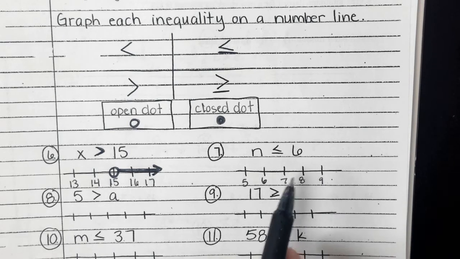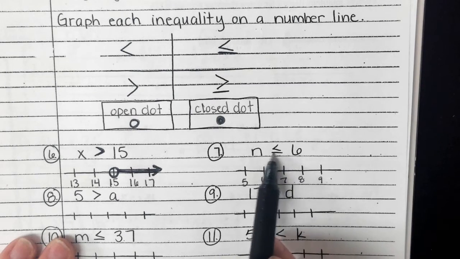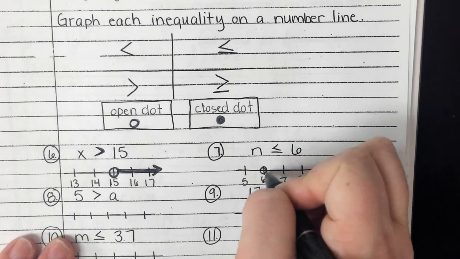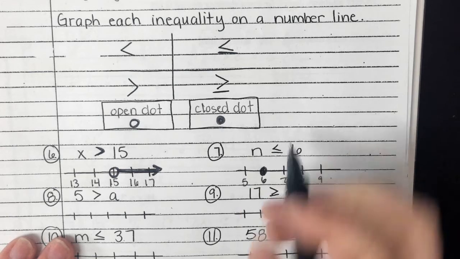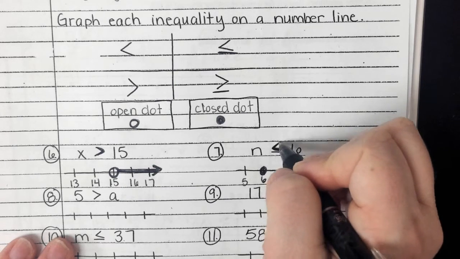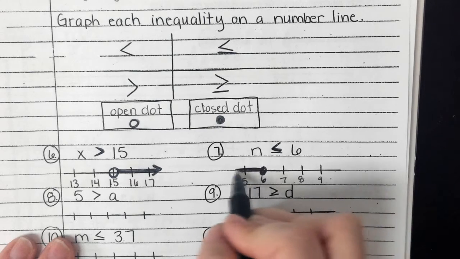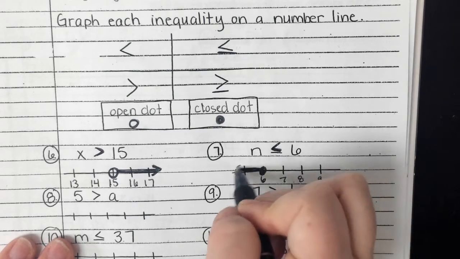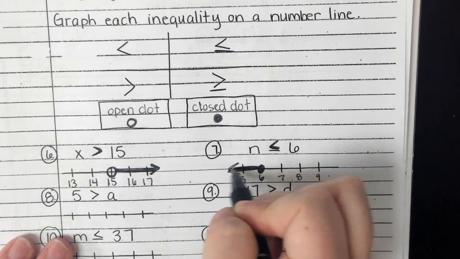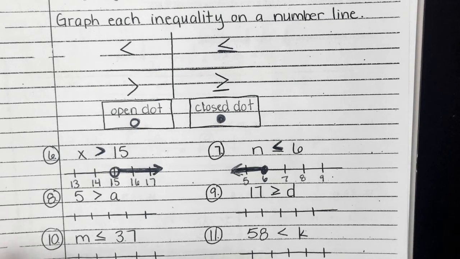What type of dot is 6 going to get? Raise your hand. What type of dot, Ruby Ann? A closed dot. It has the equal to bar, so we fill it in all the way. My letter's first, so I can look at my arrow. Which direction is my arrow going? To the left. So I'm going to draw my line going to the left. Okay. Questions about that? You okay with that? Okay. I'm going to erase this from the screen.